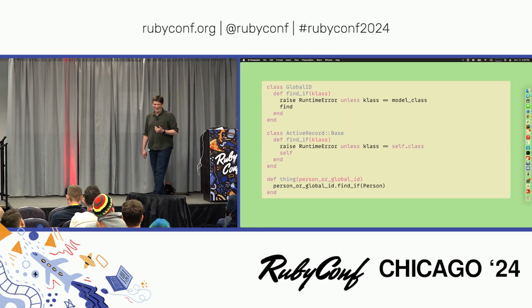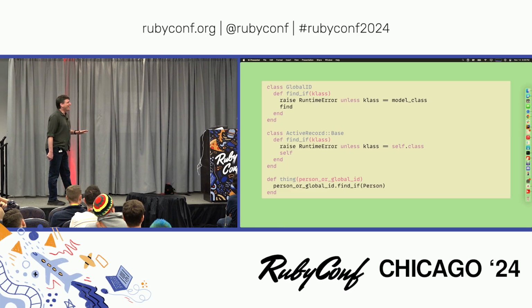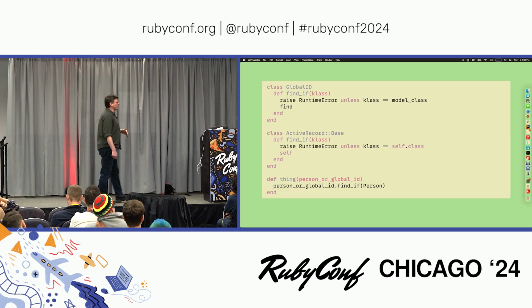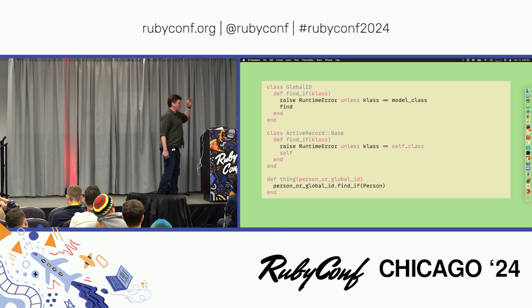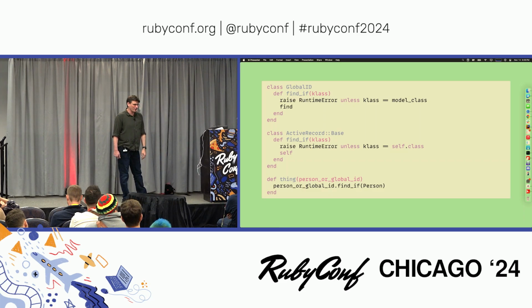That doesn't make me feel great, I gotta say. And if it's not the right class, it returns a runtime error. If it is the right class, it returns the object. That's basically the global ID API to check the class and return the object. It's doing something similar in active record. If it's the class of the object, it's returning the object. If not, it's returning a runtime error.